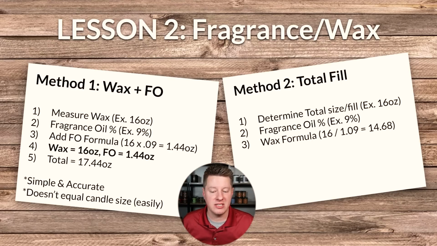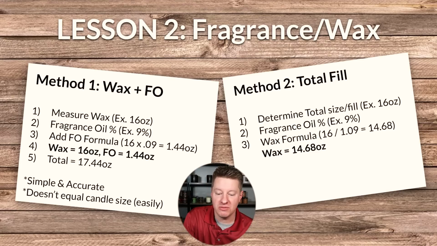So we're going to take 16, which is the total amount of the fill that we need, divided by 1 plus the percentage of fragrance oil. So 16 divided by 1.09. If that fragrance oil percentage was 8%, it would be 16 divided by 1.08. 7%, 1.07, and so on. That formula of 16 divided by 1.09 gives you 14.68. 14.68 is the amount of wax in this case.